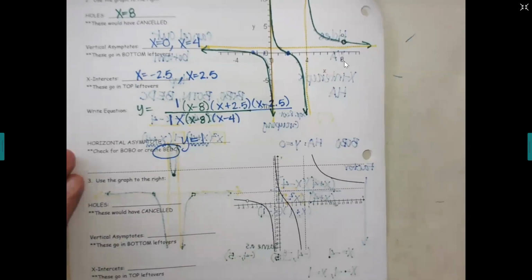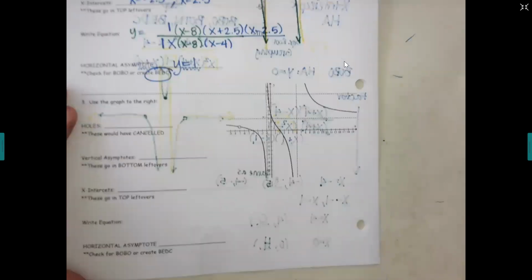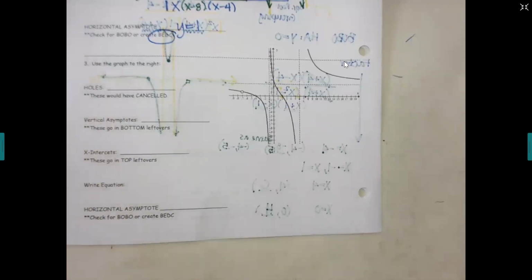Okay, take a look at number 3. Give that one a shot. So you're gonna identify your features and then write your equation. Identify your features, then write your equation.